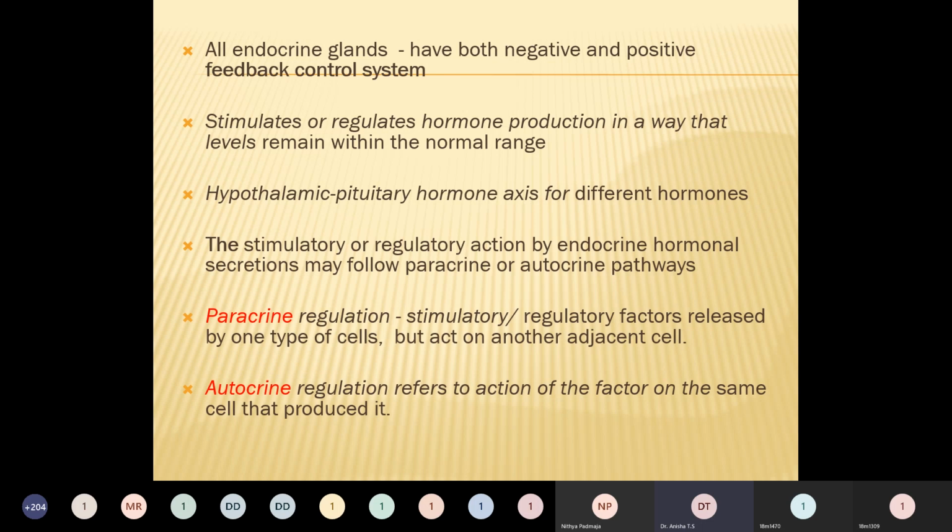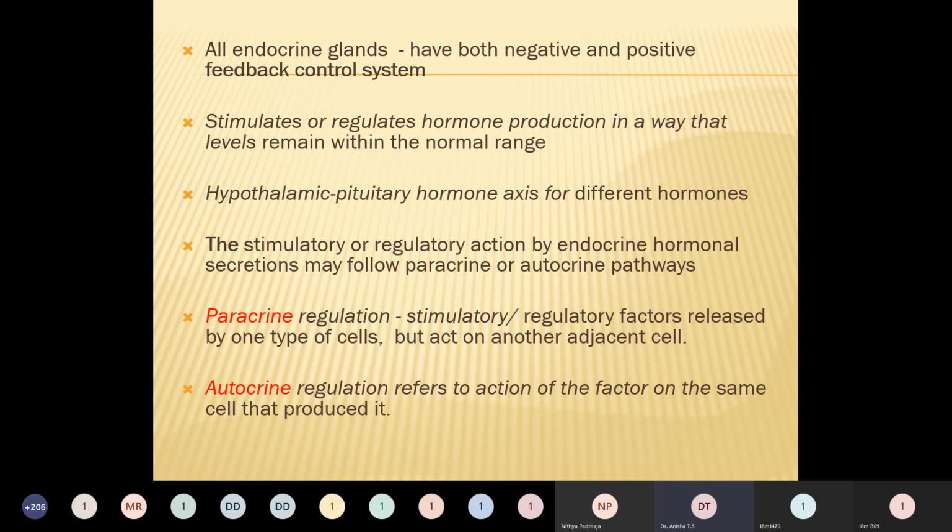They regulate the release of the hormone in such a way that the levels always remain within a range. It shouldn't be too much, it shouldn't be too little. It's always in sync because they have both negative and positive feedback control systems. The most important one for the majority of hormones is the hypothalamic pituitary hormone axis. I'll be telling you which hormones have this axis.